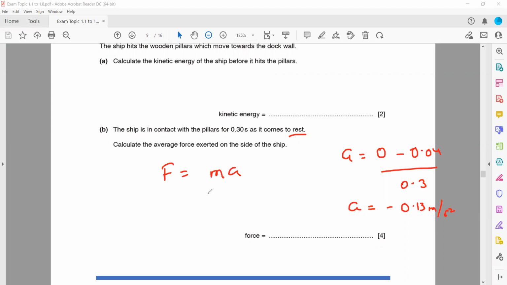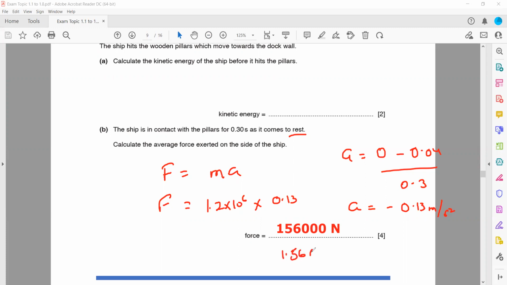So we'll use the formula F equals ma. The mass is 1.2 times 10 to the power 6 and the acceleration is 0.13. When we multiply them, we get how much force this ship will experience when it is stopped. It's a large number, which is 1.6 times 10 to the power 5. In the marking scheme the answers are rounded off, but the exact correct answer is 156,000 newton.